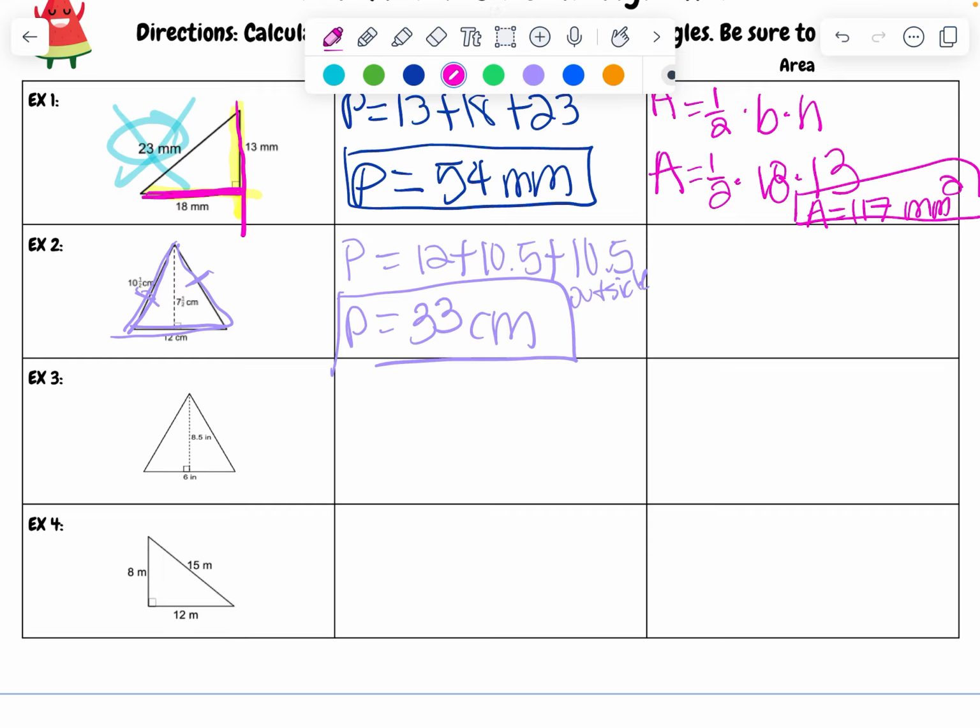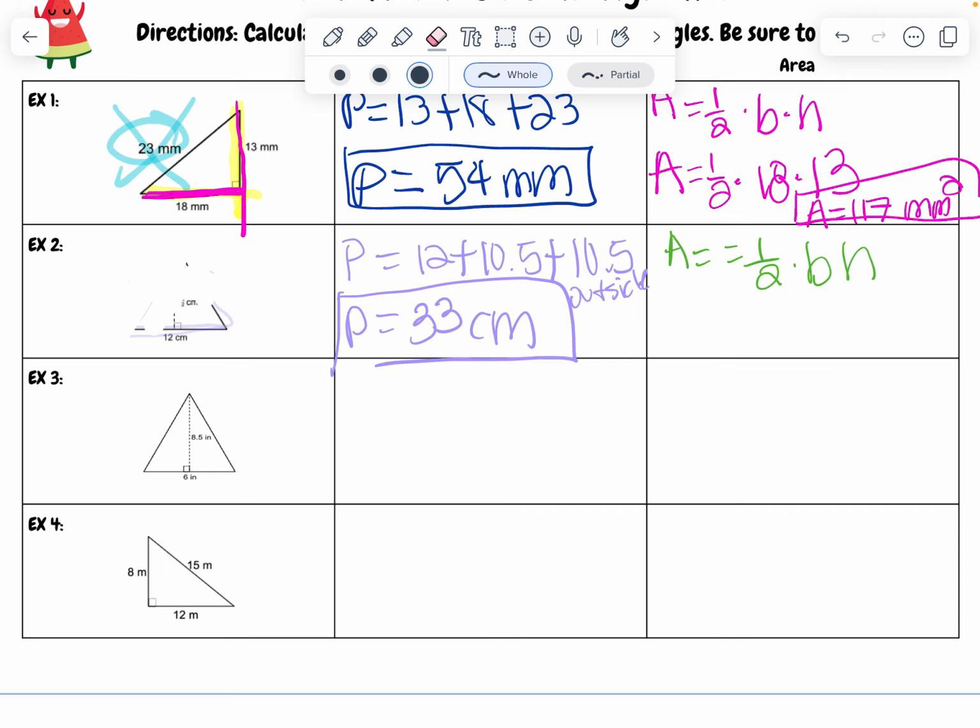Okay, and then if you go back to the area formula, again, it's going to be your 1/2 times the base times the height of that triangle. So I'm going to erase all this. Okay, so now let's look at where that right angle is. So this line and this line make my right angle. It looks like this is my diagonal, so I will not be using that number.